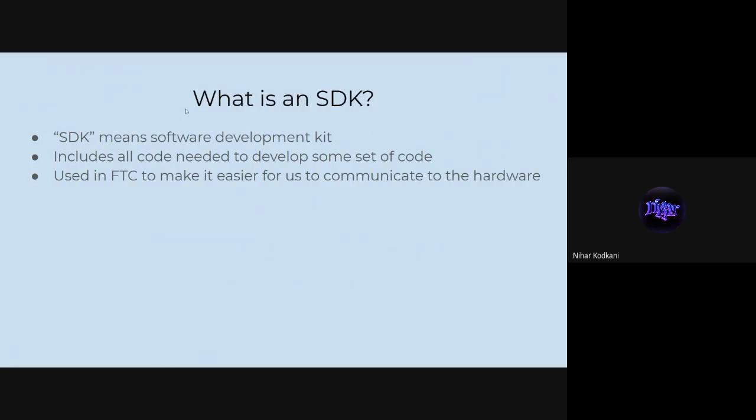So starting off with what an SDK is. An SDK is a software development kit. It's all of the code that you need to actually get started writing code for some sort of application. In this application, it's FTC, and you're going to be writing code to control robots. For example, you don't want to actually write the code to control a DC motor with the hardware, right? Because that's pretty advanced and that's really deep. And that's what you want the SDK to take care of.